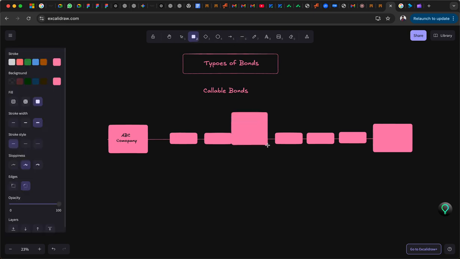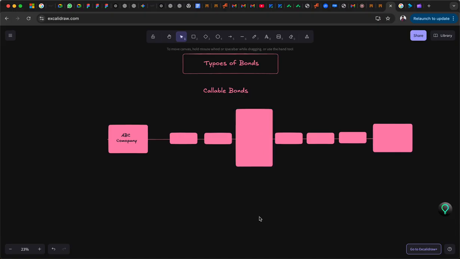See, at the time of issuance, a very important thing here that you should understand. At the time of issuance of bonds, the company may include the rights to buy the bonds back from the investors after a certain period. After a certain period. Why so? Because there are a number of reasons. The one is interest payment.